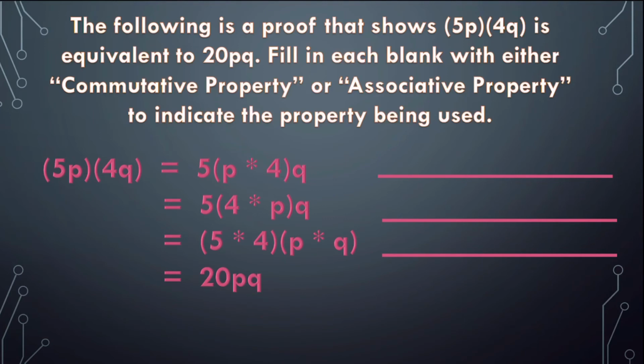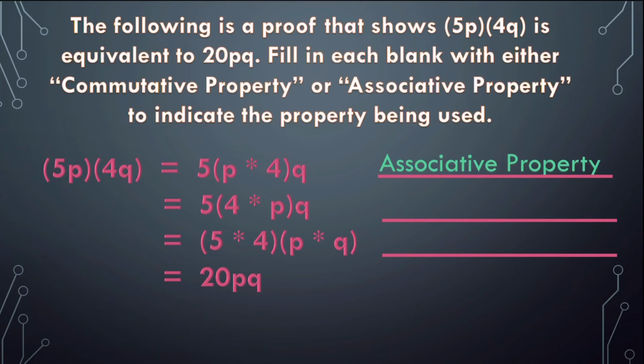So if you take a look at the problem, the first step says that they broke apart and they are now grouping p with the 4. They put those in parentheses together. They're saying to do that. What allows you to do that there was the associative property. You regroup them. Originally, the 5 is with the p, but now the p is with the 4.